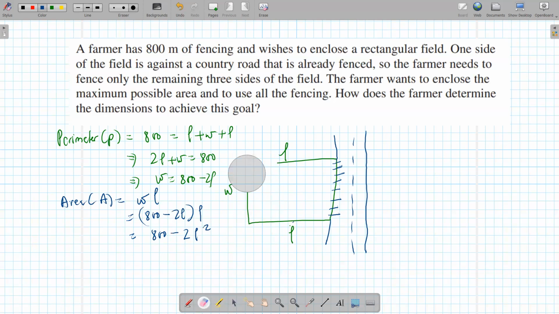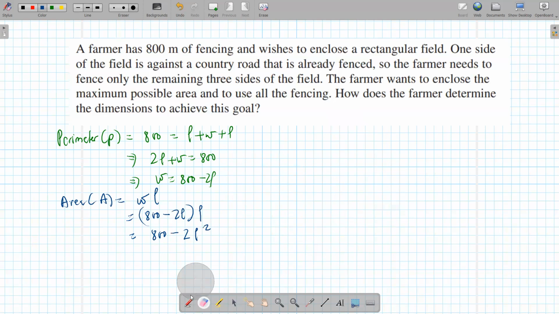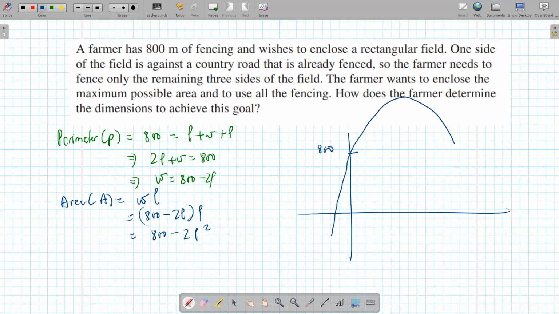We have a function of area, which is a negative parabola that has a y-intercept of 800, and we know it's opening upside down because of the negative 2L squared. So it looks like this. And the equation for this, which we just found, is 800L minus 2L squared. How do we find this maximum? That's when the slope is 0. Do you agree? So this is area.